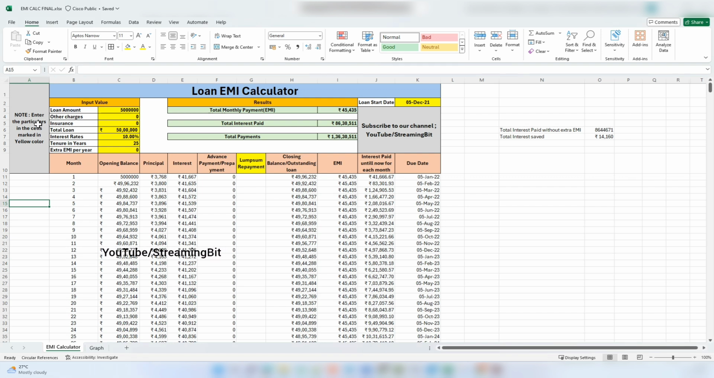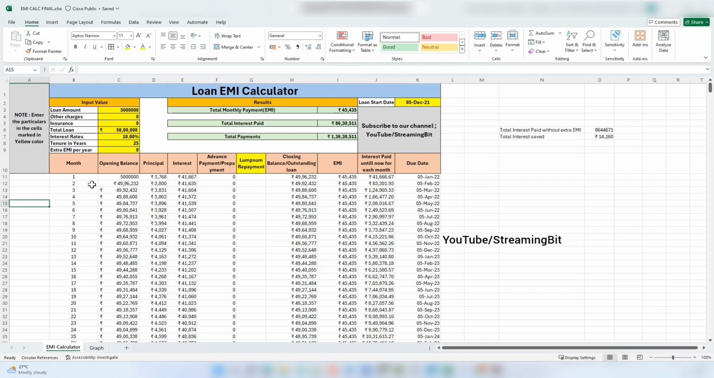So here I have marked a table which is called input value. You need to enter the particulars like loan amount, other charges, insurance, etc. in the cells that are marked in yellow, along with the interest rates, loan tenure, and extra EMI per year. We'll discuss that in the second half of this video. You can also enter the loan start date, just for your reference, so that you can see where you stand at the moment.